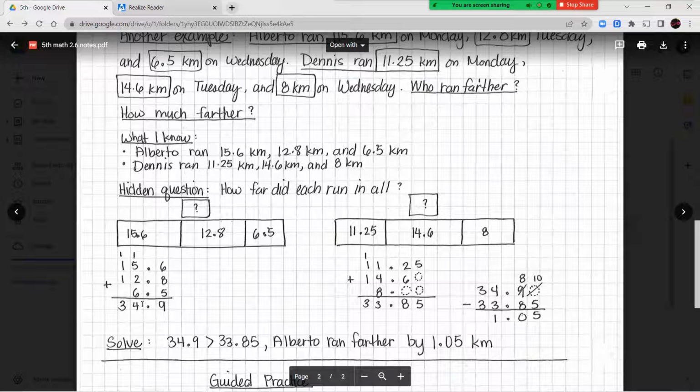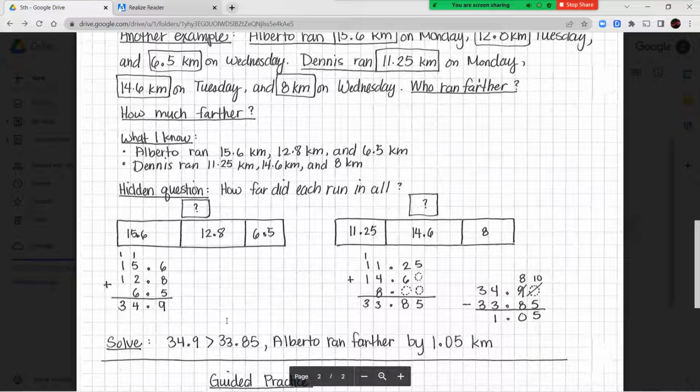Now then, for Alberto, I stacked and added. So I lined up the place values and I lined up the decimal points. 6 plus 8 plus 5 gave me a total of 19. I put my 9 and I carried my 1. I dropped my decimal point. The 1 plus the 5 plus 2 plus 6 gave me 14. I put my 4 and carried my 1, and then the 1 plus the other 1 gave me 3. So I know Alberto ran a total of 34.9 kilometers, or 34 9/10 of a kilometer.